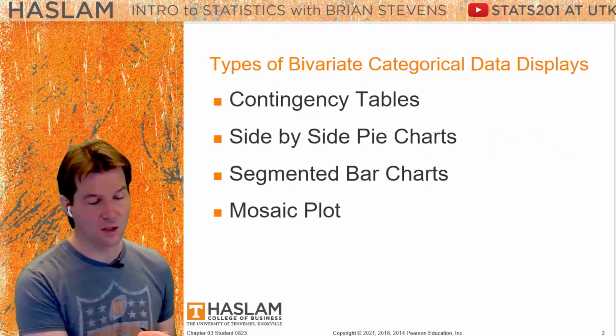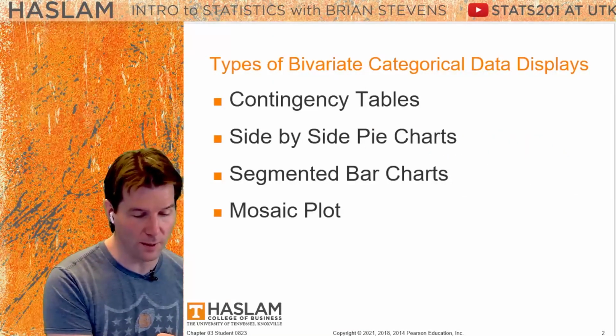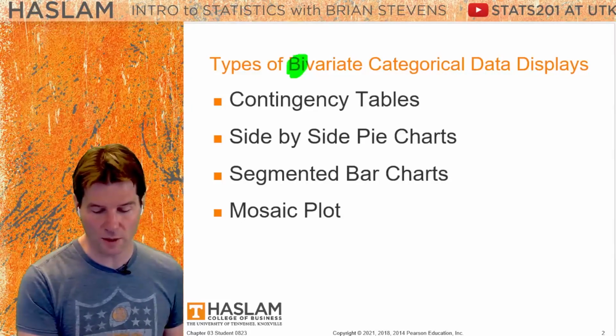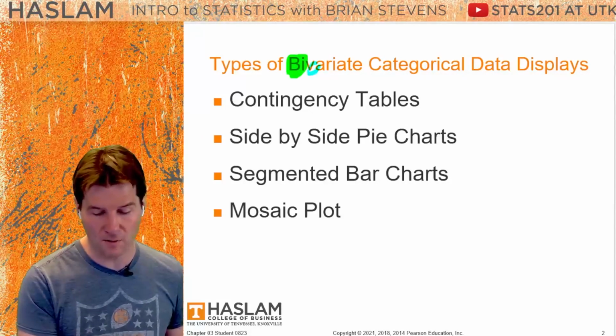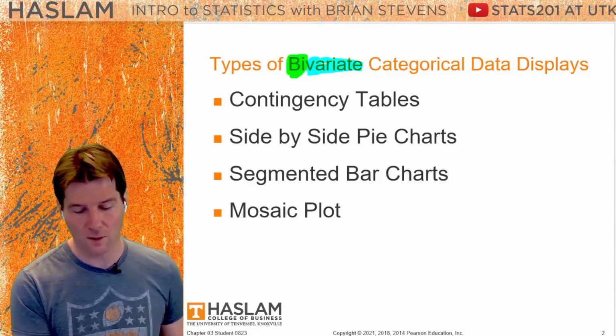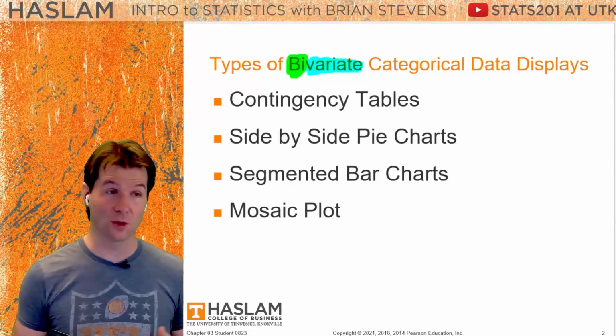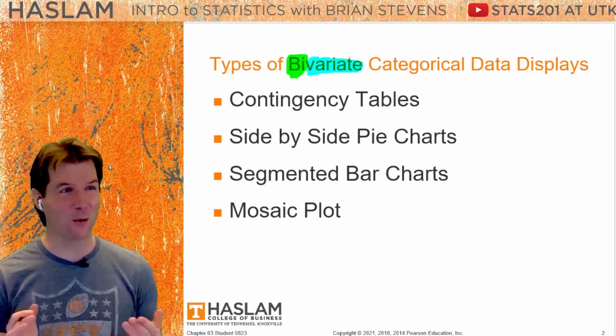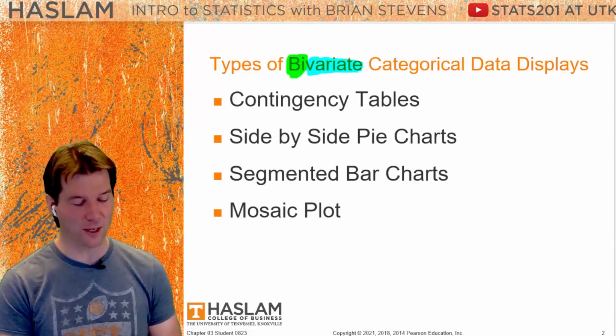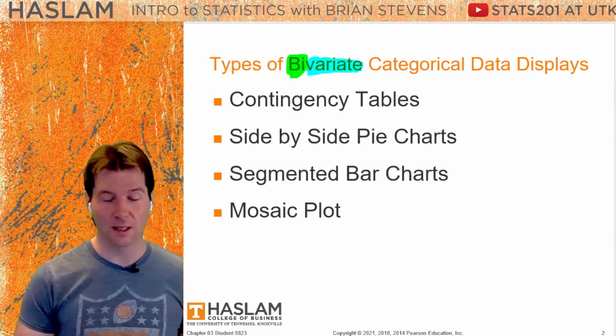Now notice I'm saying two here because we're not talking about univariate data anymore, as though we've asked one question. We're talking about bivariate data. In bivariate data, we're asking two questions, and here they're categorical, since this is what we'll be talking about. Now, what is a contingency table?